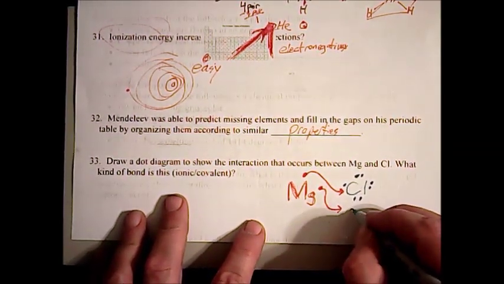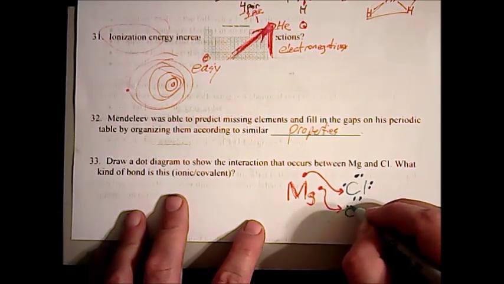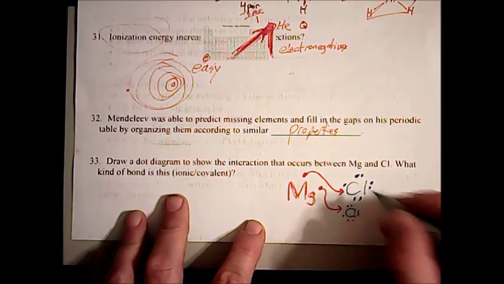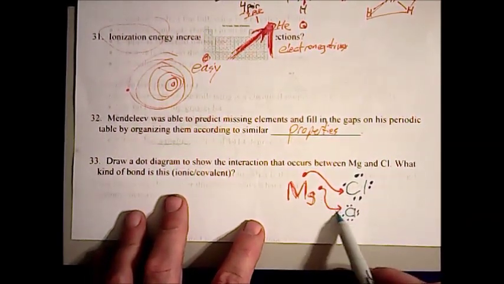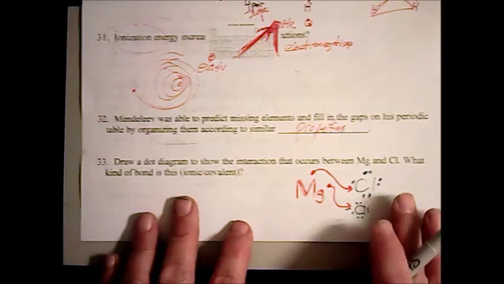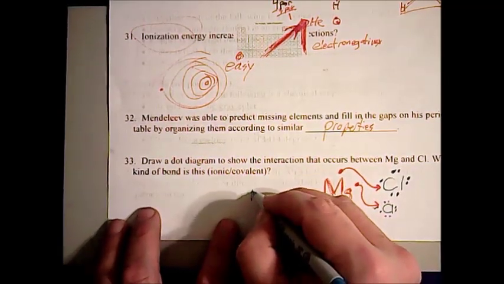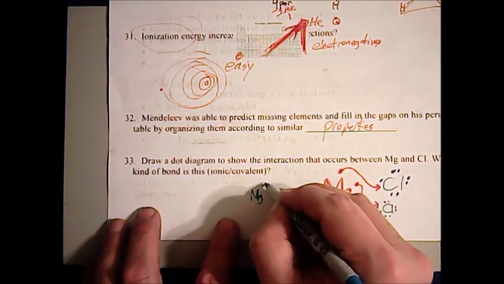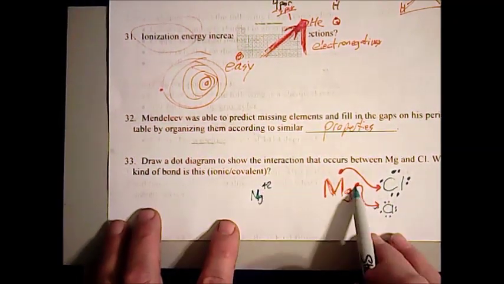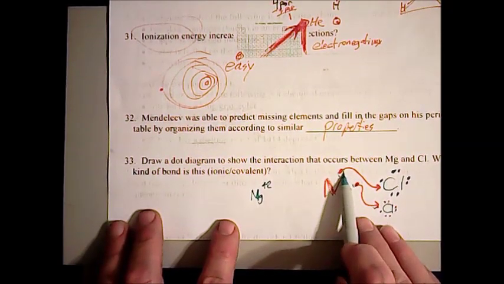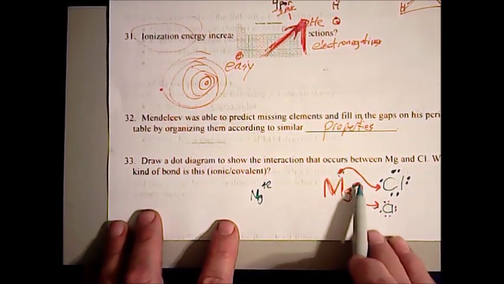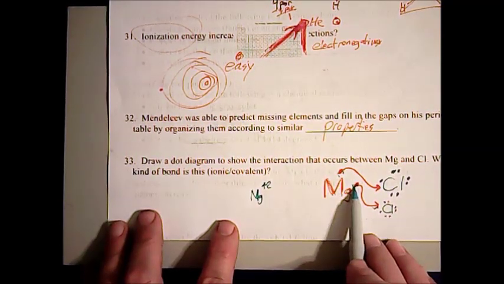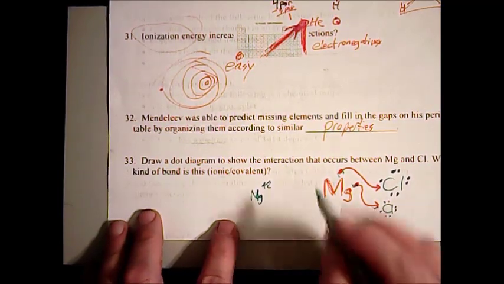So I'm going to draw another one. I'm going to do a shortcut here and just draw the dots not in order. But we can see that these go over there like that. What this results in, finally, is magnesium with a plus 2 charge. You may say, magnesium lost 2, so why does it have a plus 2 charge? Remember that electrons are negative. So if we lose 2 negatives, that's a positive.